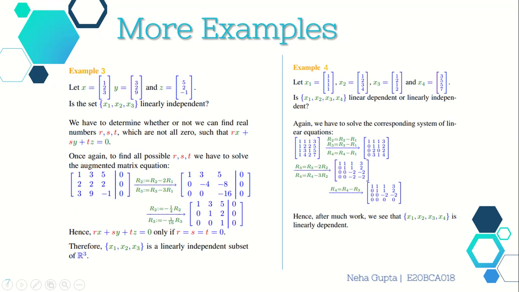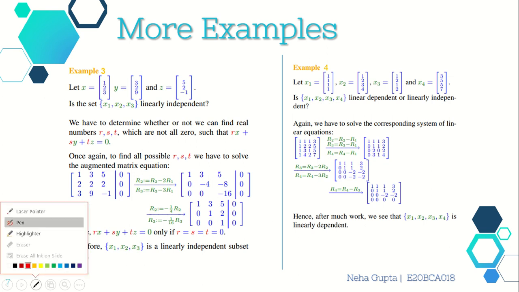Some more examples are there. Here in example 3, we have vectors v1, v2 and v3, and we find whether they are linearly independent or not. Let's take some scalars and multiply them with the vectors x, y and z. So it will give rx + sy + tz equal to 0, and we form an augmented matrix and solve it. When we solve the augmented matrix, it will give us this, and we see that its rank will be 3.